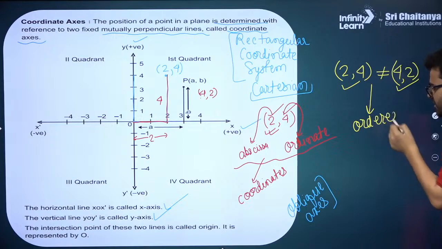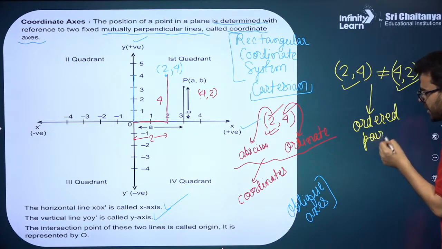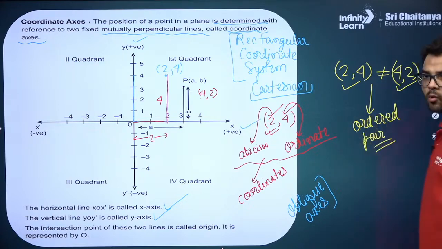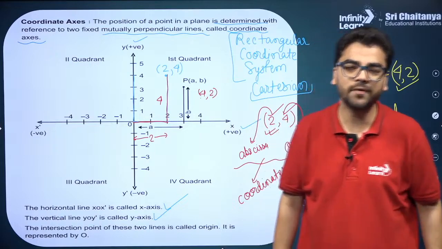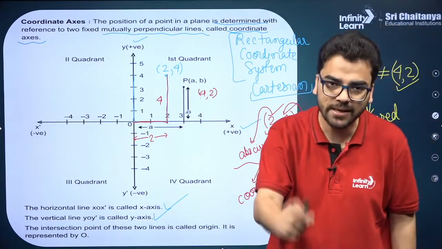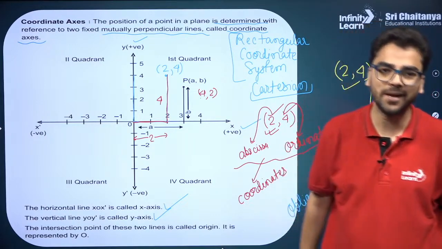It means if you change the order of the values, you will not get the same point in the Cartesian coordinate system or the rectangular coordinate system. Is this clear to every student in the class? The very basics of coordinate geometry. Any doubt in these things up till here?